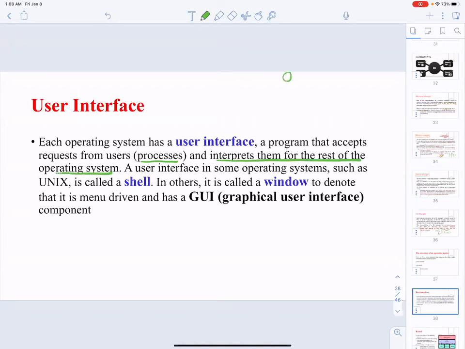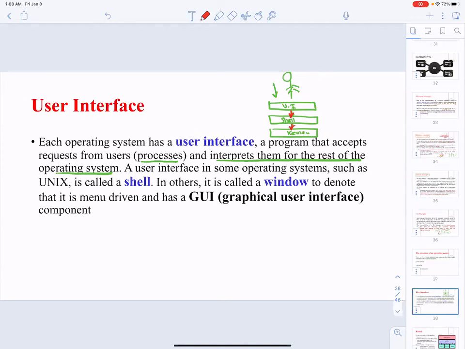That means if we have any user, this user will send a request. This request should go to the operating system, but because we cannot just go directly to the shell of the operating system, nor the kernel of the operating system, we do have the user interface. So any request given by the user would be sent to the user interface, and the user interface is responsible for accepting those requests from the users and then interpreting them to the rest of the operating system, which includes the shell part and the kernel part.